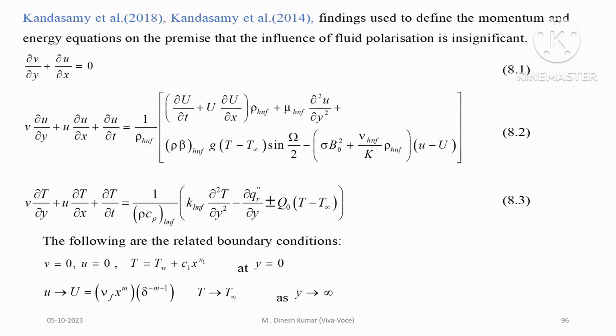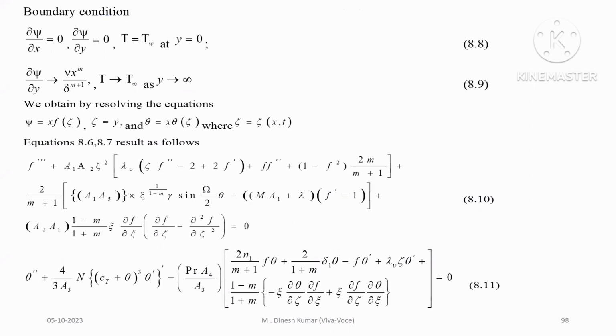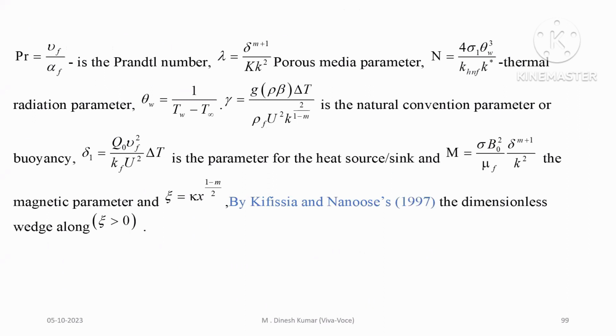And in this, I am applying a heat sink. In earlier chapters I applied a heat source, which means the temperature profile needs to rise. A heat sink means the temperature profile needs to decline. These are the boundary conditions. After substituting the stream function in the given governing equations, you will get 8.6 and 8.7. After substituting the similarity transformations, which you get from the Lie group analysis, in the governing equations, taking the thermophysical properties and suitable assumptions, we will get these resultant equations. These are the dimensionless parameters.